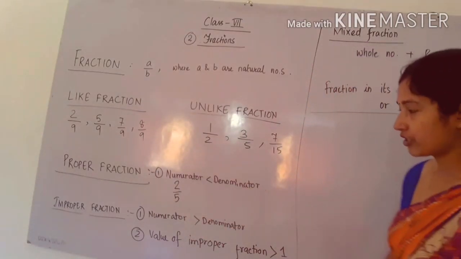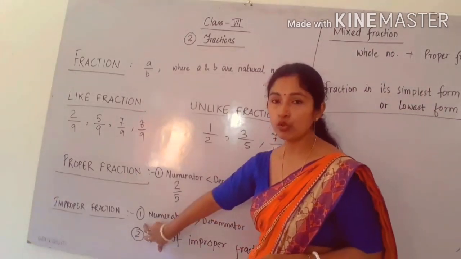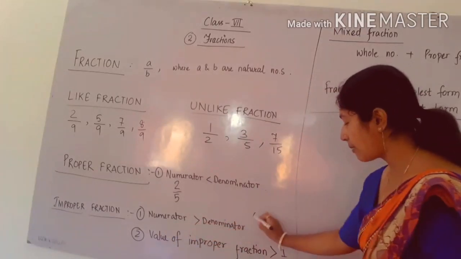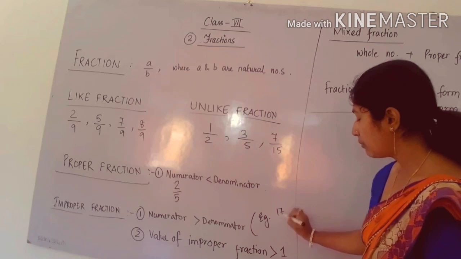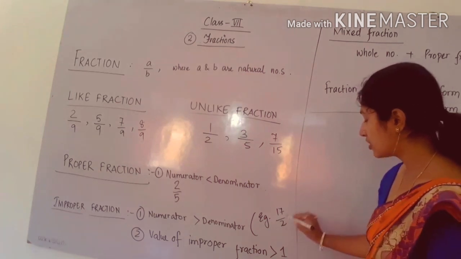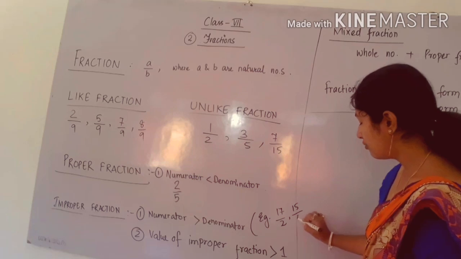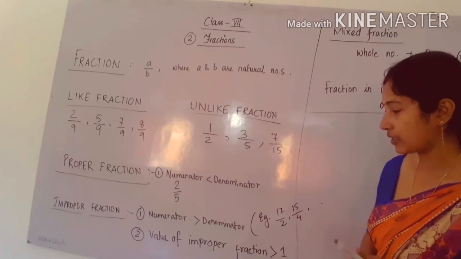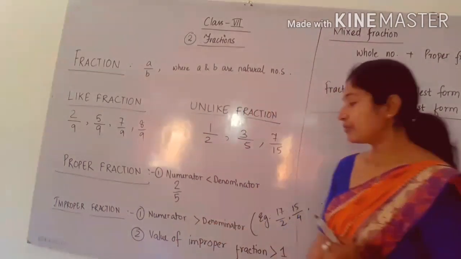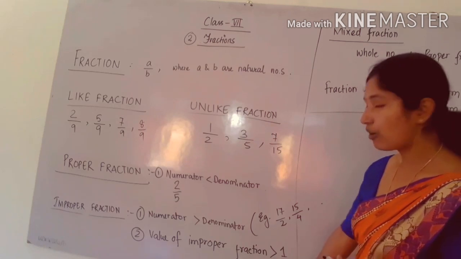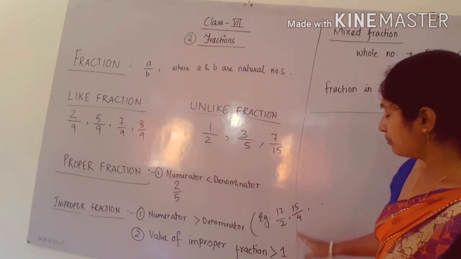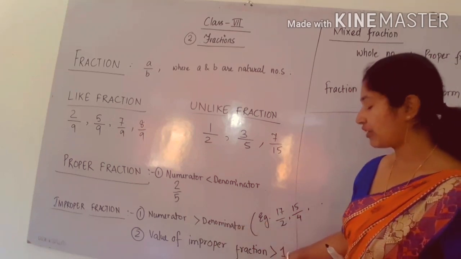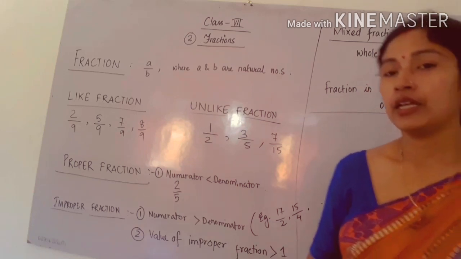Next is improper fraction. In improper fraction, you have to remember two points. First point is the numerator should be greater than the denominator. So examples are 17 by 2. This is an improper fraction. 15 by 4. So these are some examples of improper fraction. Next is number 2. The value of an improper fraction is always greater than 1. Because the numerator is greater than the denominator, that's why the value of an improper fraction is always greater than 1.